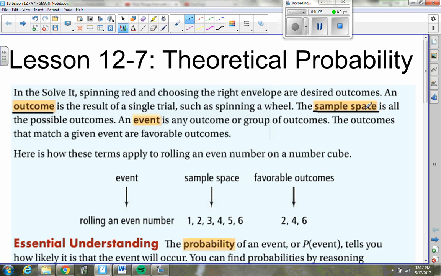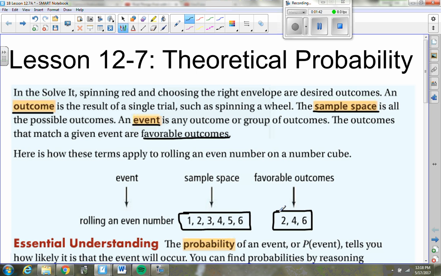Okay. An event is any outcome or group of outcomes that you are interested in. The outcomes that match a given event are called favorable outcomes. So just as an example, if our event is rolling a dice and getting an even number, rolling a dice, as I mentioned, has this as its sample space, right? Six outcomes, 1, 2, 3, 4, 5, 6. The favorable ones, if our event is rolling an even number, would be, well, the even numbers, 2, 4, and 6. So these are my favorable outcomes.